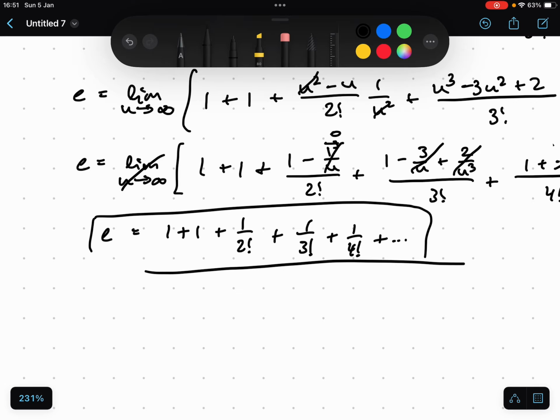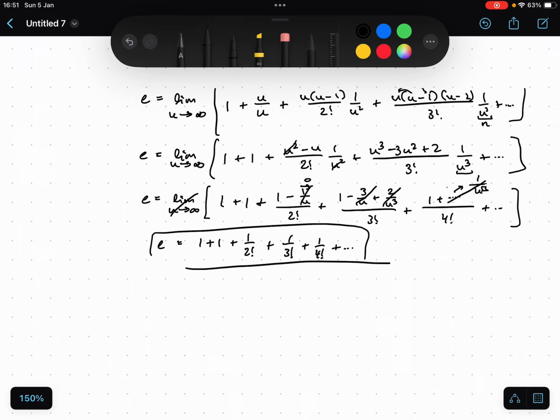Didn't even use Taylor expansion. All it is is just a little bit of binomial expansion. I think that's pretty cool.